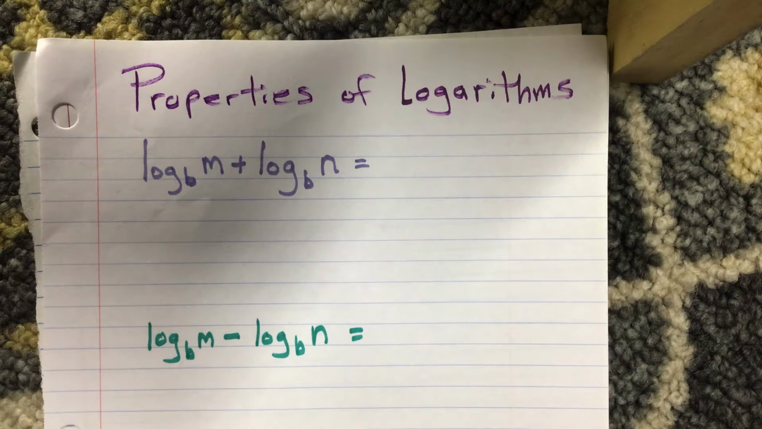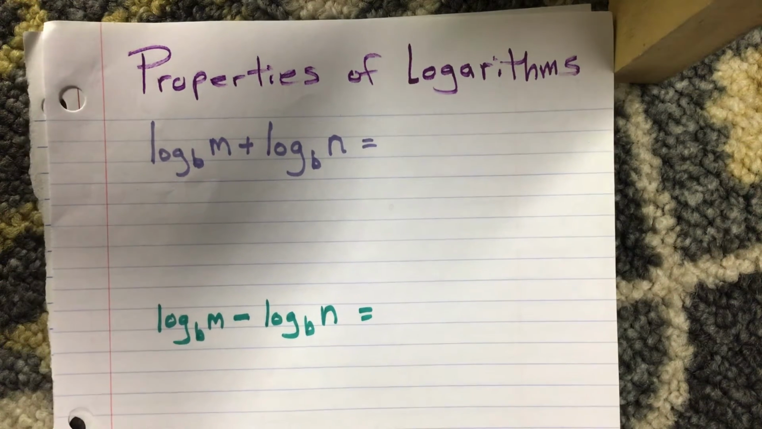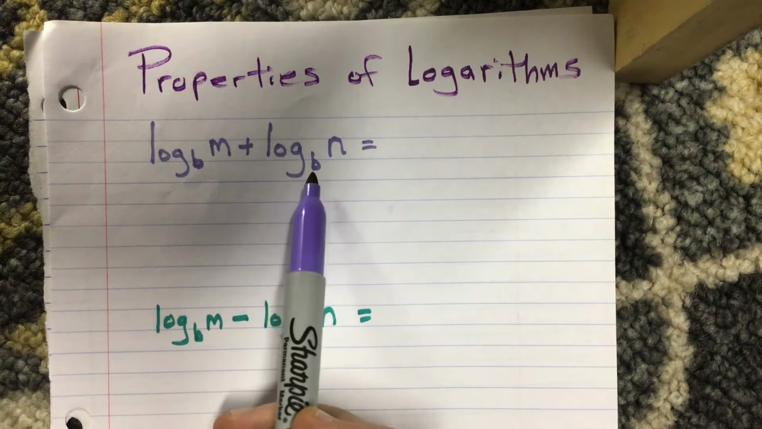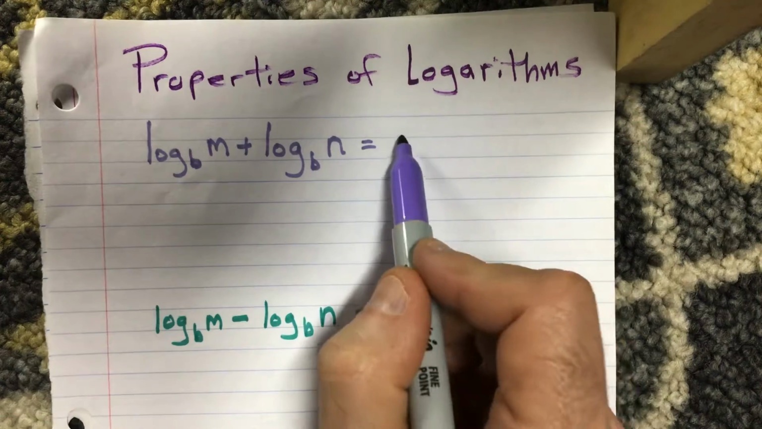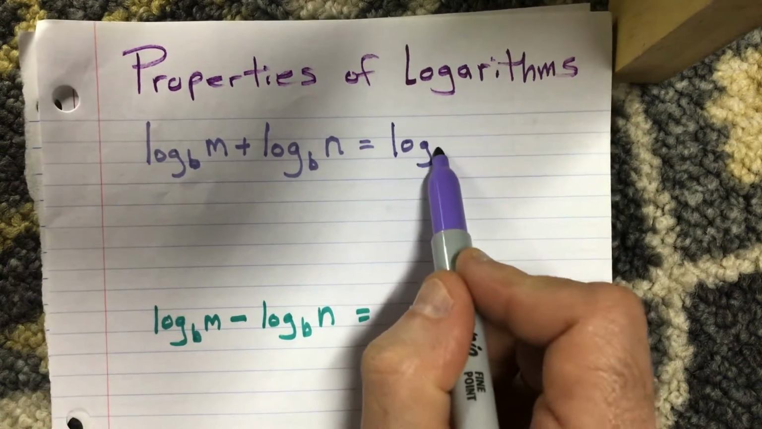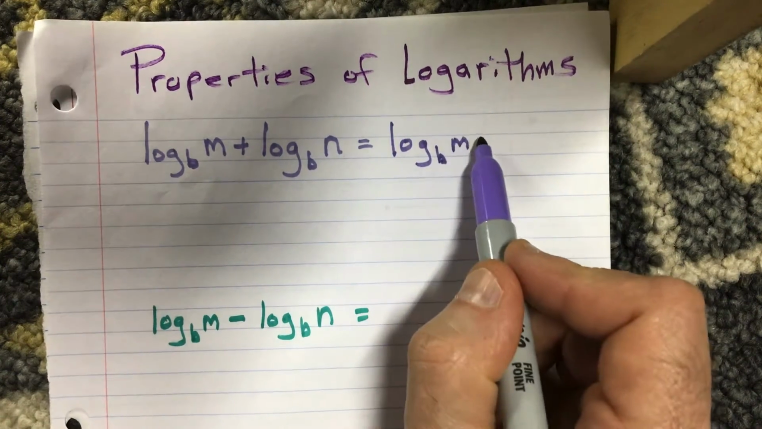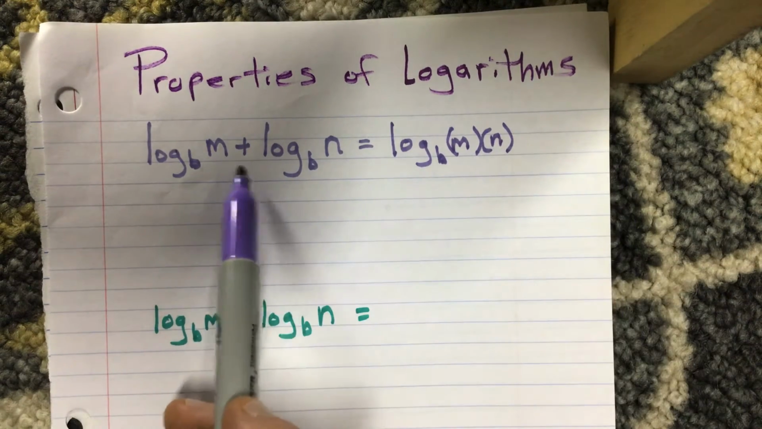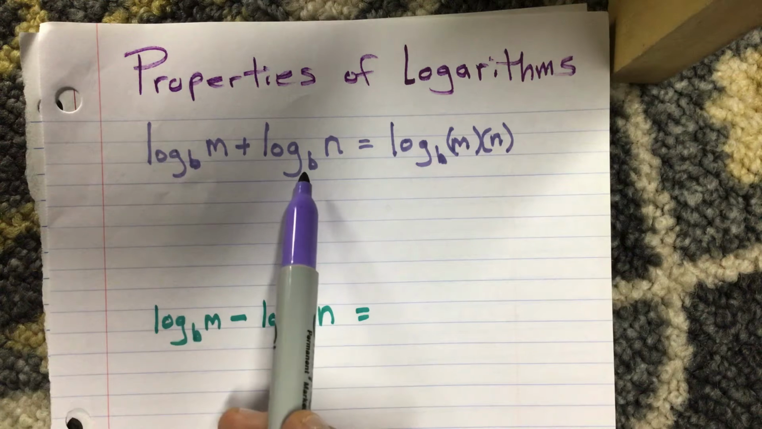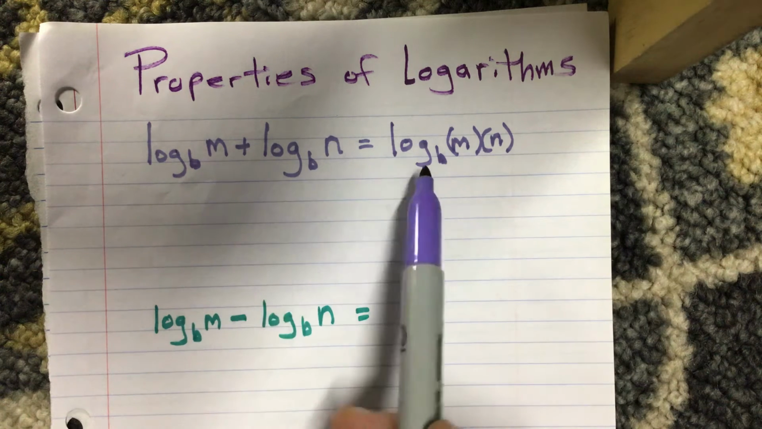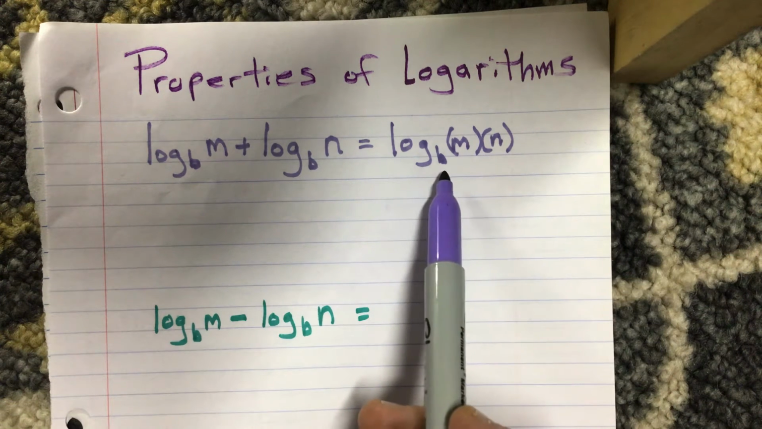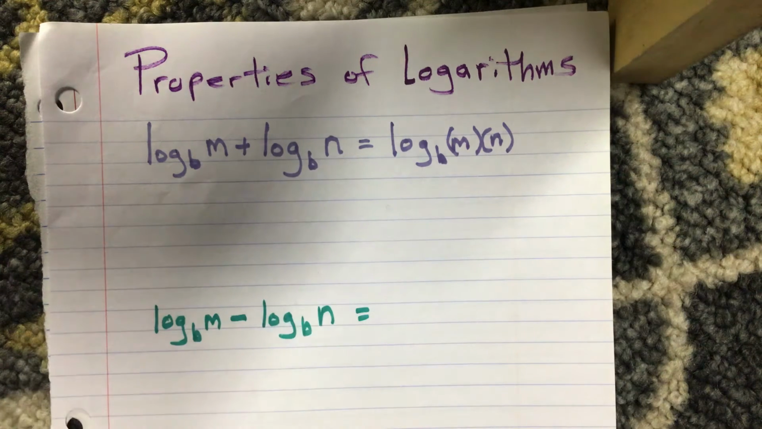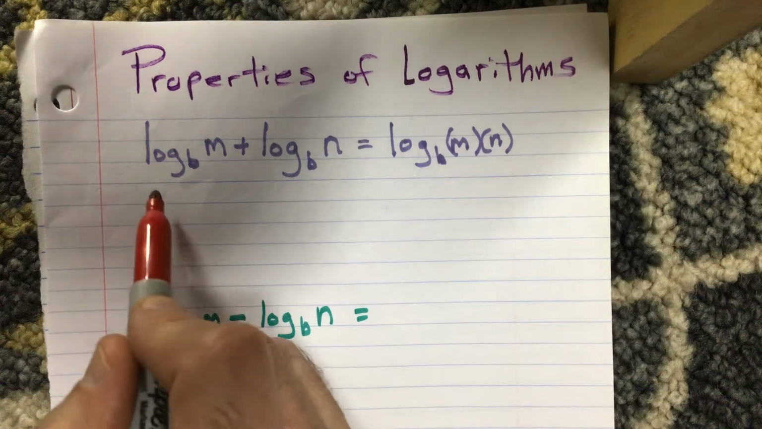This video is on the properties of logarithms. I'll start out with this one. The log base b of m plus the log base b of n is equal to the log base b of m times n. So in other words, if you're trying to take the sum of two logs that have the same base, it's the same thing as if you just take the log of that base and the product of those two numbers. So I'll give you an example. It'll make a little more sense.